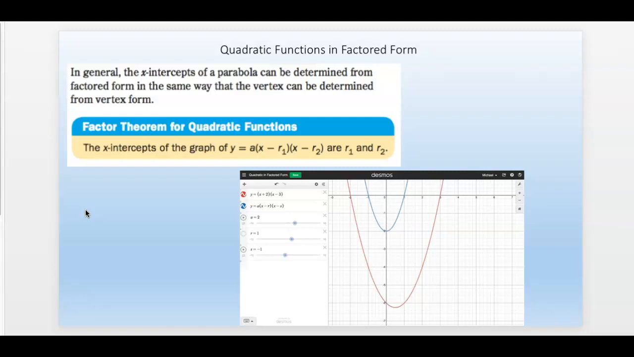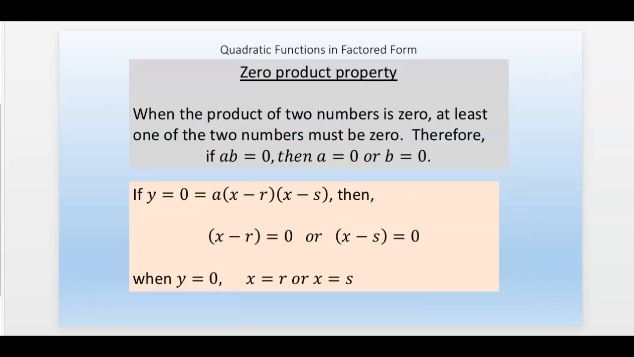Again, the x-intercepts are readily available. They're easily revealed in factored form. All right, that's the point there. Now algebraically, why does that happen? It's something called the zero product property. It's a relatively simple concept, but you need to understand it. Again, if two numbers multiplied together equals 0, then one of those two numbers has to be 0.